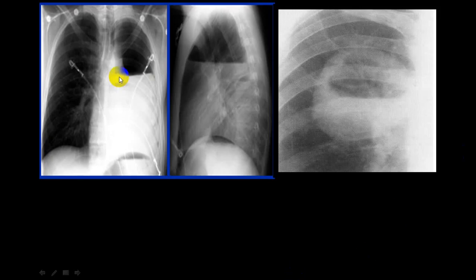You can see a horizontal fluid level, but that is extending from here till here. You cannot differentiate abscess or hydropneumothorax. So take a lateral picture. If you take a lateral picture, if you see the extension from sternum right till vertebra, it will be hydropneumothorax. But if you see it stops before that, this is abscess. So if you see this shape, it is an abscess.